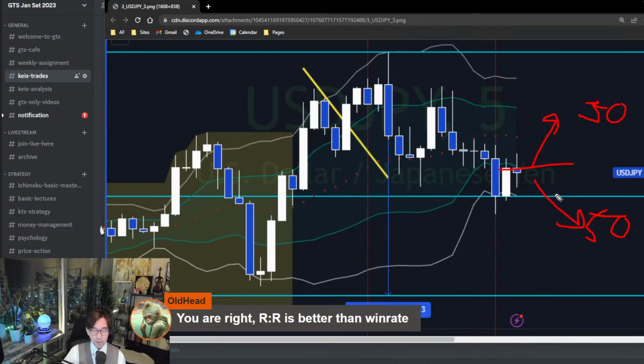And after I figured this out, I started not to care about the win rate anymore, because I'm not a scalper. I take trades, and I want to take them as swing trades.